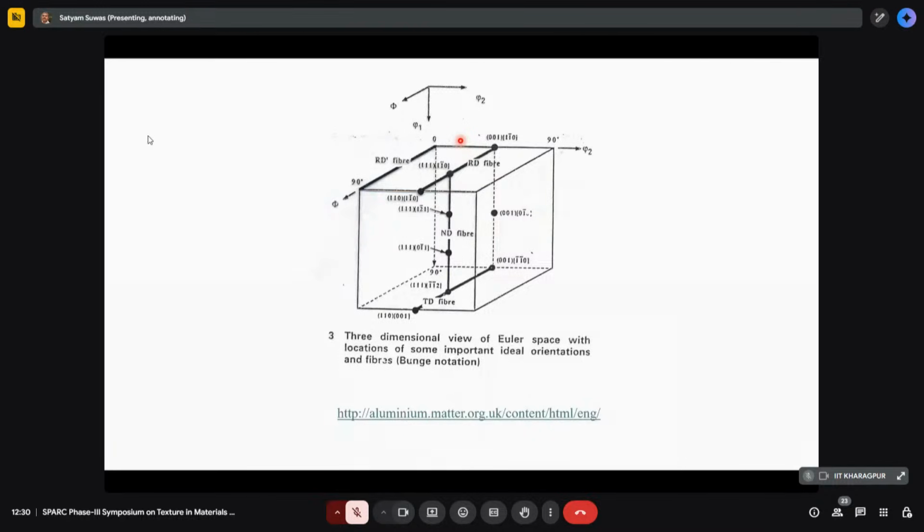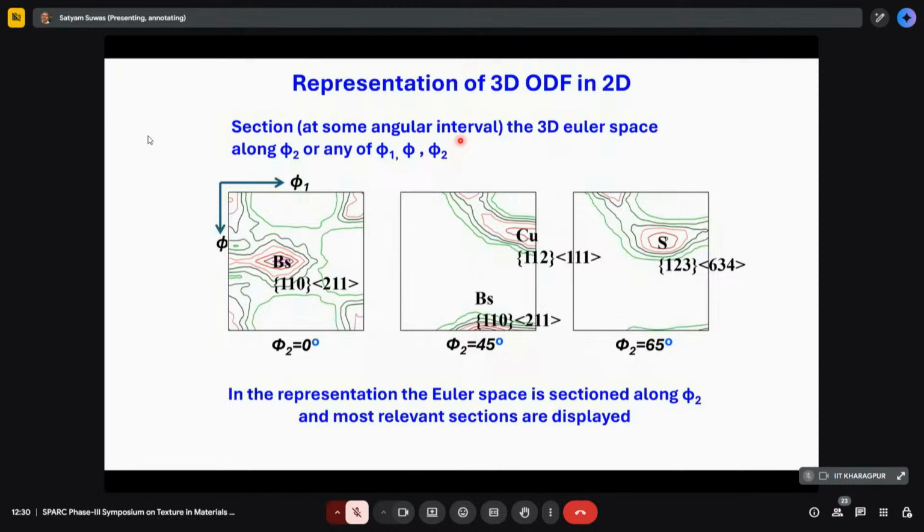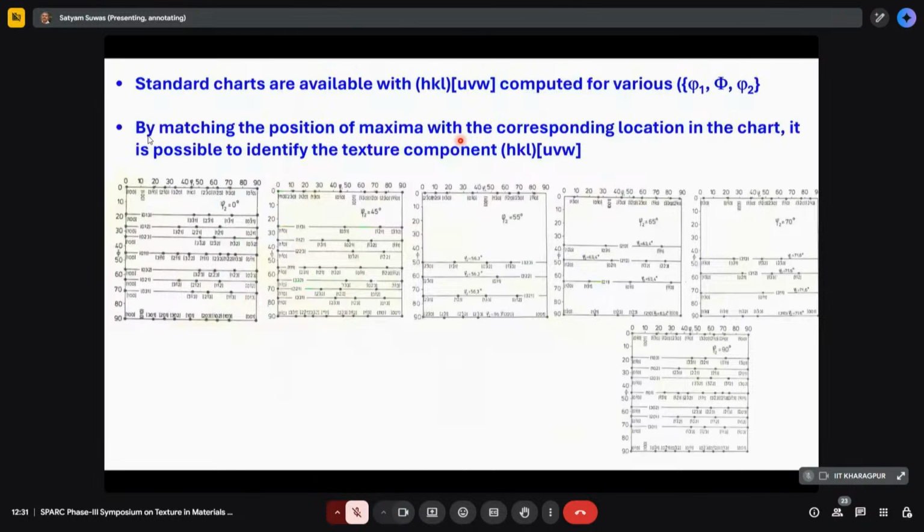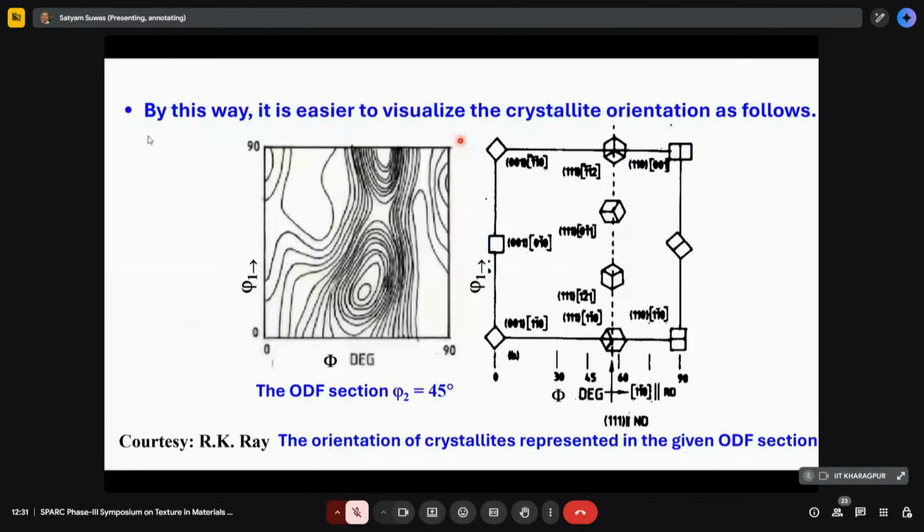And so each orientation can be mapped in a three-dimensional way. You don't have to reveal all the sections, rather a few important sections, because of the symmetric nature of crystallographic phenomena. You can get only a few sections where all the orientations are projected. There are standard charts where you can match and easily map the orientation, or these days you can just click and get it through software.